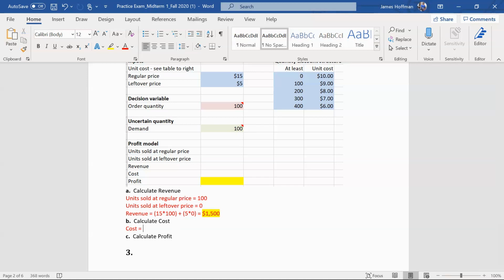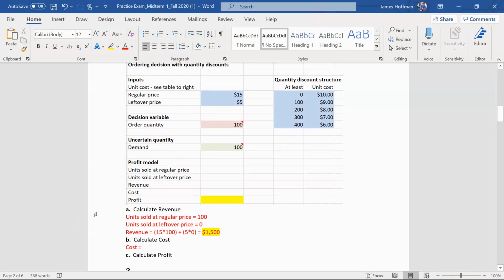Alright, so we're going to figure out the cost, because the cost is based on how many books we order. So we have to pay for the number of books we order, which is 100. And then, what is the price per book? You've got to look at the table and determine what your price is. Based on this chart, can someone tell me what the unit cost is per book? What's our price if we order 100 books?